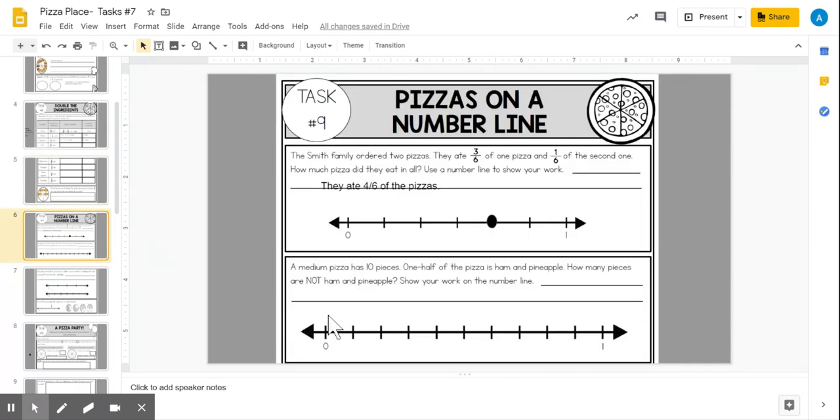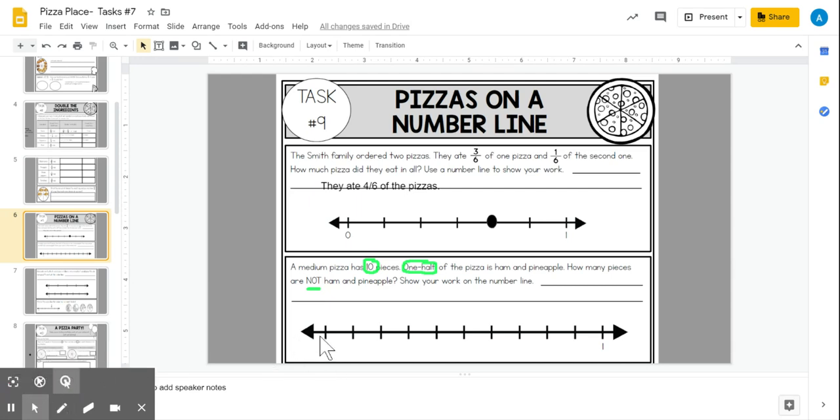Okay. Number 2, a medium pizza has 10 pieces. 1/2 of the pizza is ham and pineapple. How many pieces are not ham and pineapple? Show your work. So medium pizza has 10 pieces and 1/2 of the pizza is ham and pineapple. How many pieces are not ham and pineapple? So we're looking for how many are not ham and pineapple.